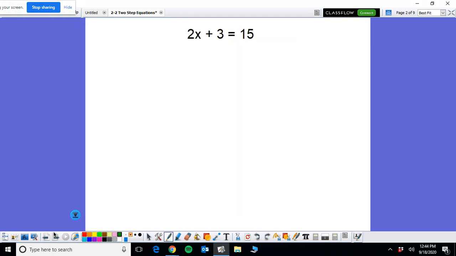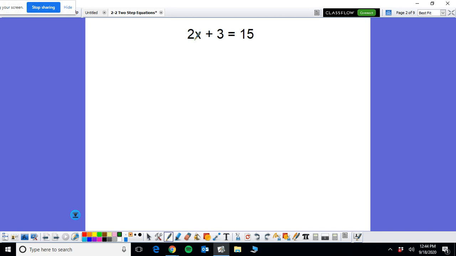Let's get going. Our first equation here is a multi-step equation, so we have more than one step. We probably know what to do with this, and we probably know what to do with this, but the question is, which one do we do first? I can answer that. We always work away from the x.